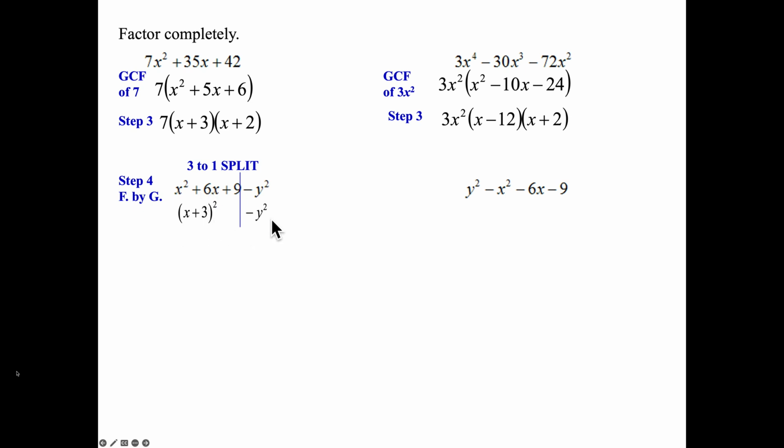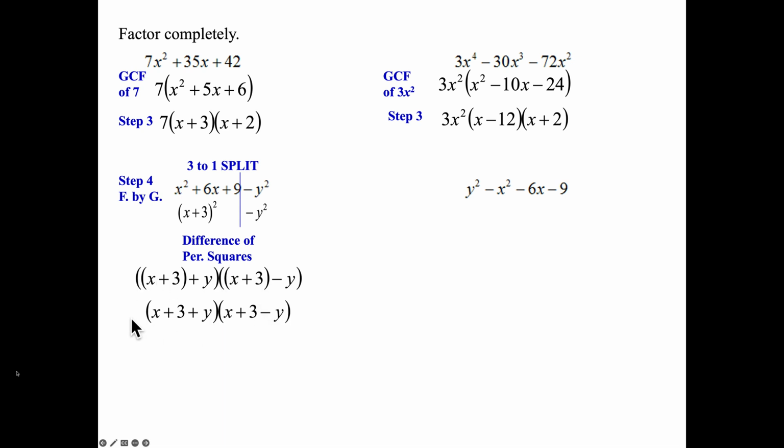This is a perfect square, this is a perfect square, and I'm subtracting. So difference of perfect squares gives me x plus 3 plus a y, x plus 3 minus a y. I always write it with the parentheses first, and then since nothing's being multiplied, you can remove the parentheses, and these two trinomials are now my answer.